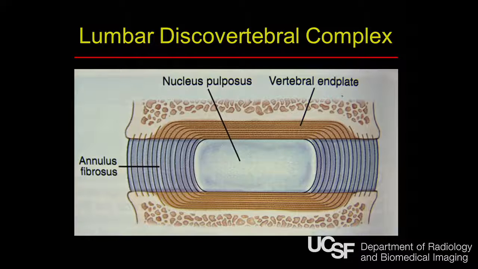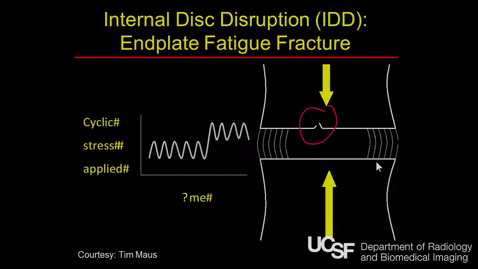So let's go back to basics and talk about the lumbar discovertebral complex. This cartoon shows that you have the inner nucleus pulposus and then the outer annulus fibrosus that is anchored along the vertebral end plates. And when we talk about discogenic pain, it's important to understand how discogenic pain happens, okay? Because we see the sequela of discogenic pain or internal disc disruption on the MRIs that we routinely read.